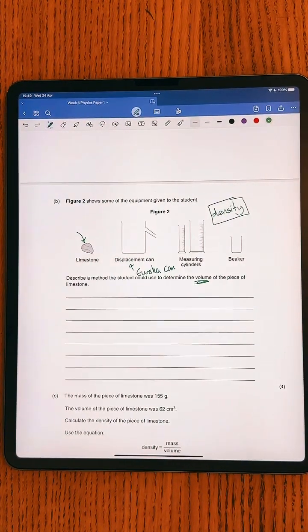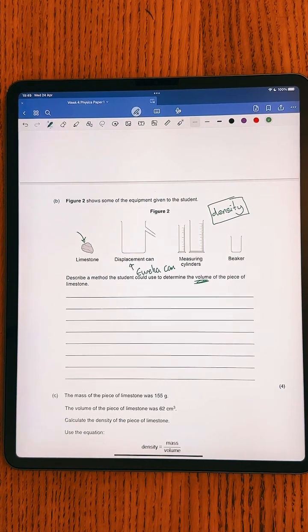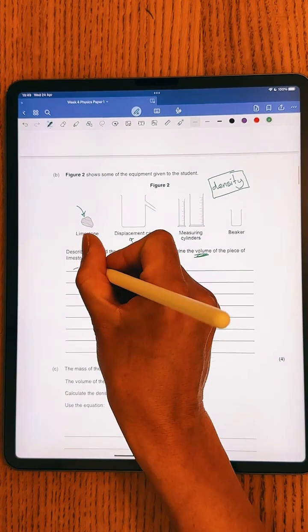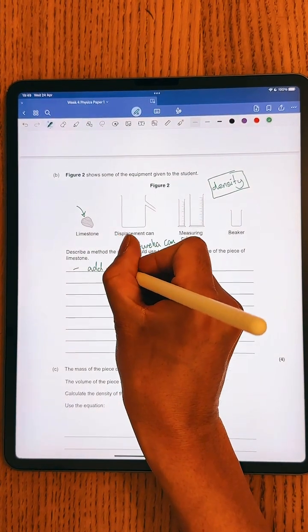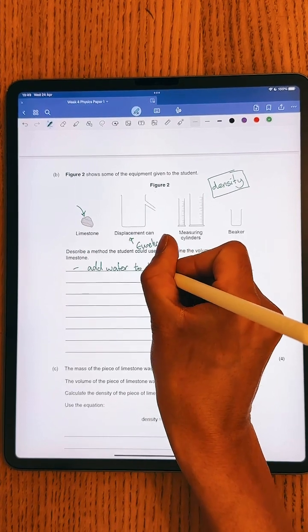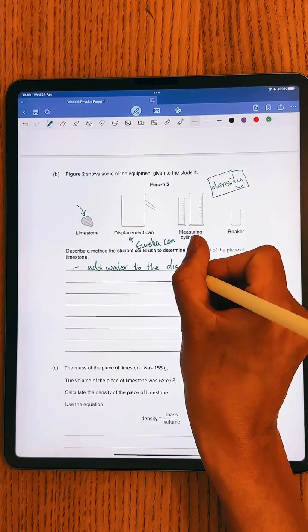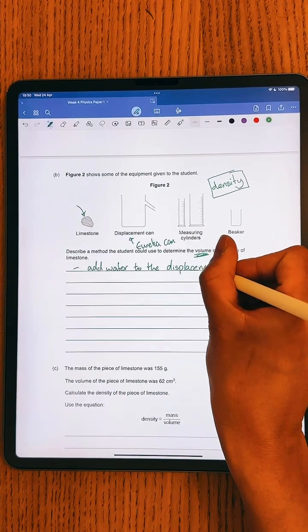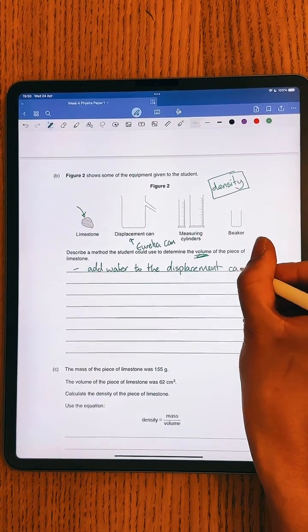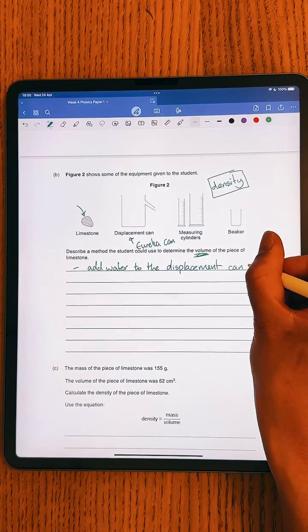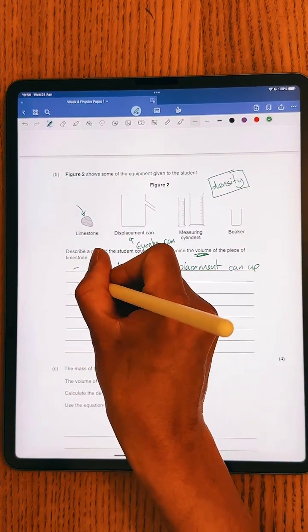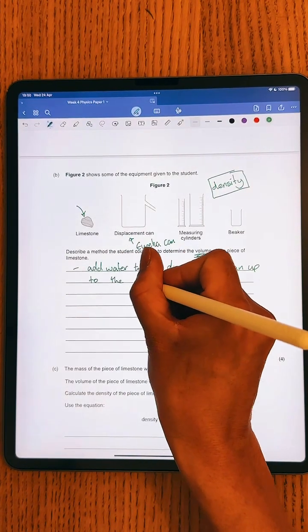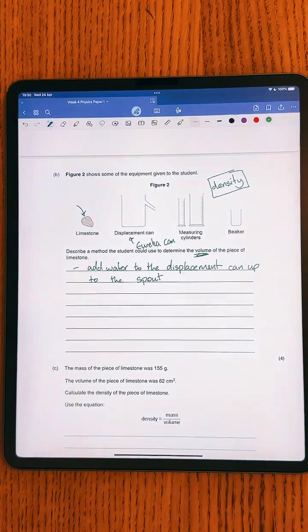We want to explain it in 4 marks. Let's see what everyone's saying. Yep, so you place the rock inside. Yep, this is the density practical, exactly. So let's try and get 4 marks here. First thing you can say, just say add water to the displacement can. They've called it the displacement can. You can call it a Eureka can as well, if you want. Up to the spout. Because at that point, you know it's full.